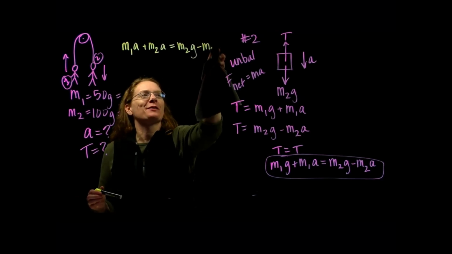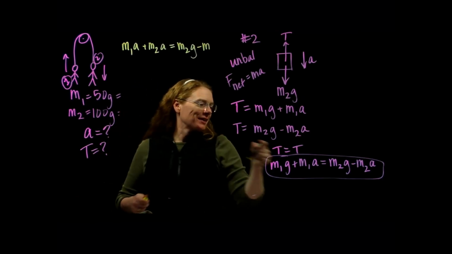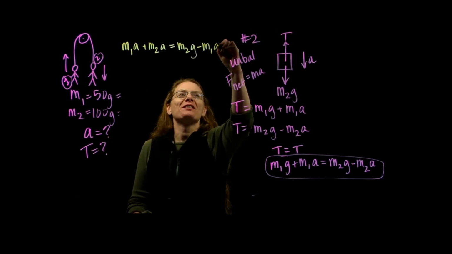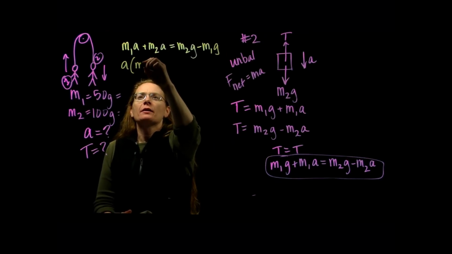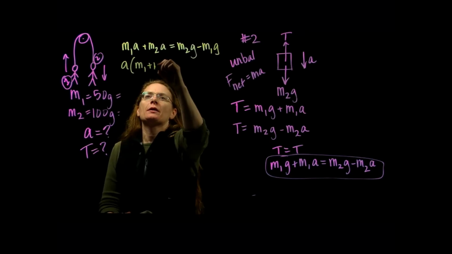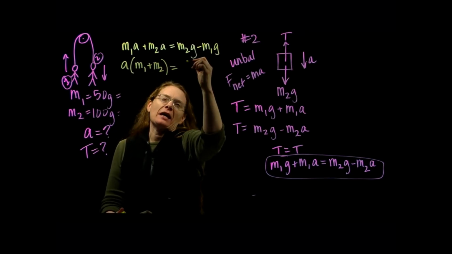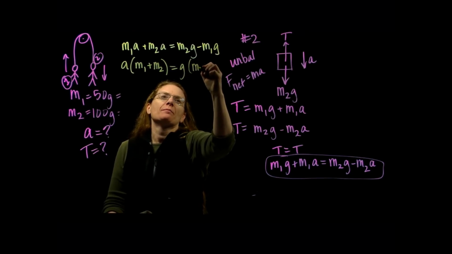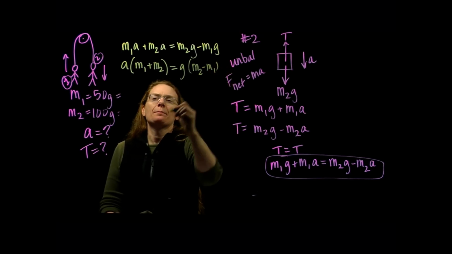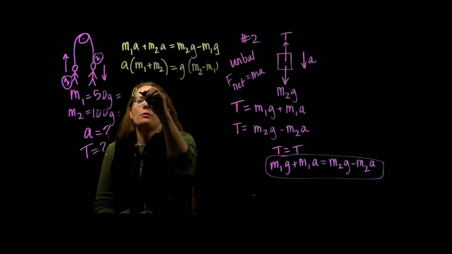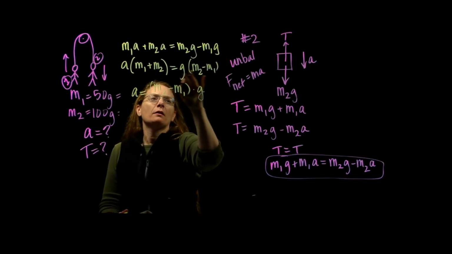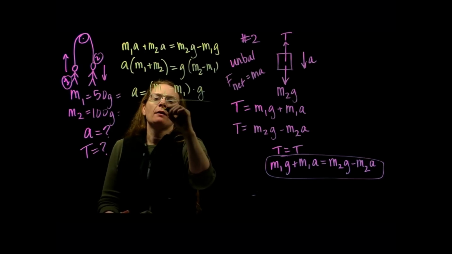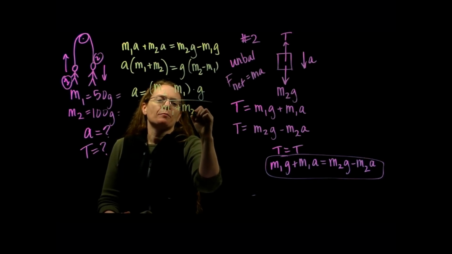Those darn subscripts get me every time. So this one comes over, minus M1G. All right, let us factor out an acceleration from this: M1 plus M2. Since I'm factoring, there's a gravity in both of those: M2 minus M1. I want to get A alone, so it's going to be M2 minus M1 times G on this side, and then divide both sides by M1 plus M2.